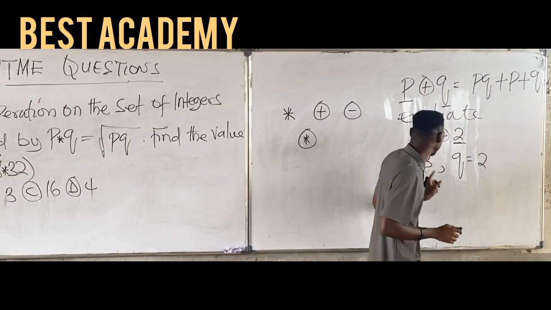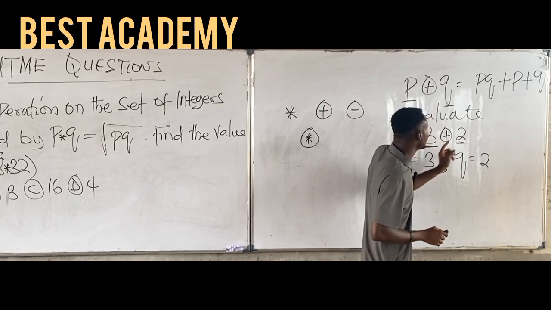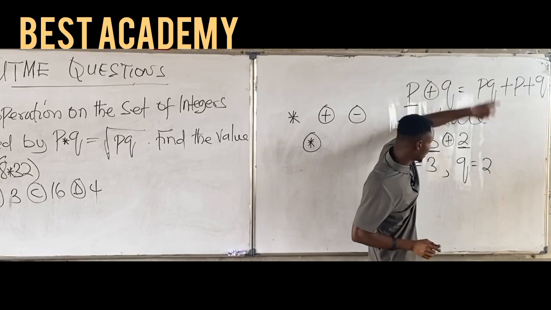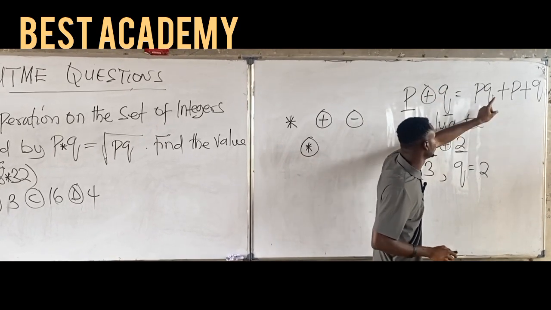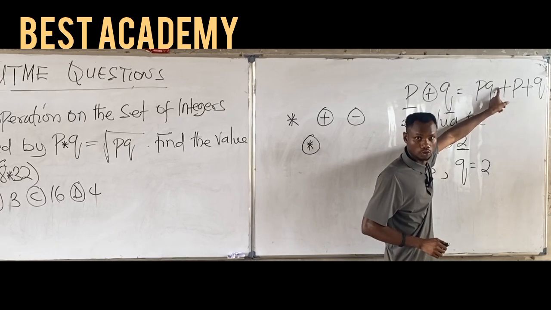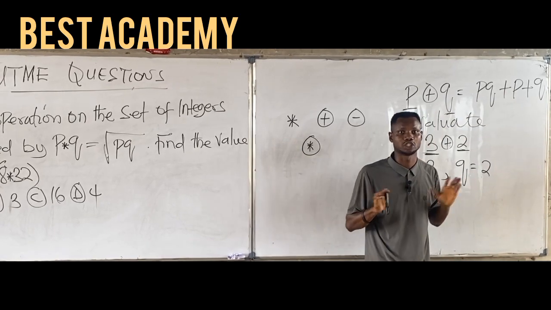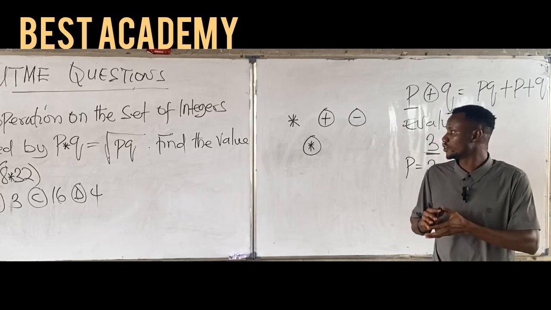So it means that anywhere I see P, you replace P as 3. Anywhere I see Q, you replace Q as obviously 2. Please take note. So this is how we solve binary operation. It's very simple here. Okay. Now let's solve this question here.